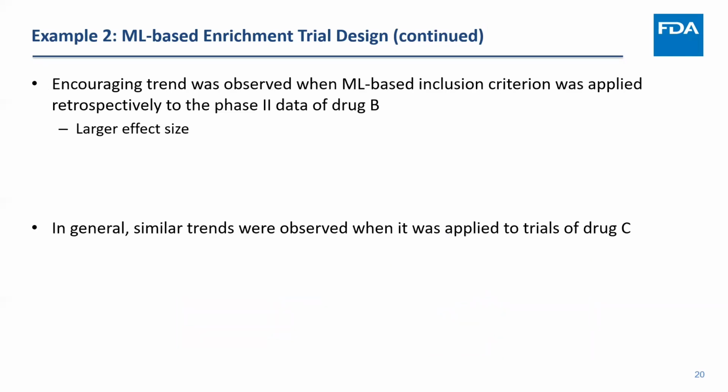Then the sponsor conducted a retrospective analysis when they applied it to the trial of drug B, and they observed a larger effect size. In that case, previously, if their p-value is 0.051, then a large effect size means 0.04, right? That's critical 0.01, right? And similar trends were observed when they applied this to drug C.